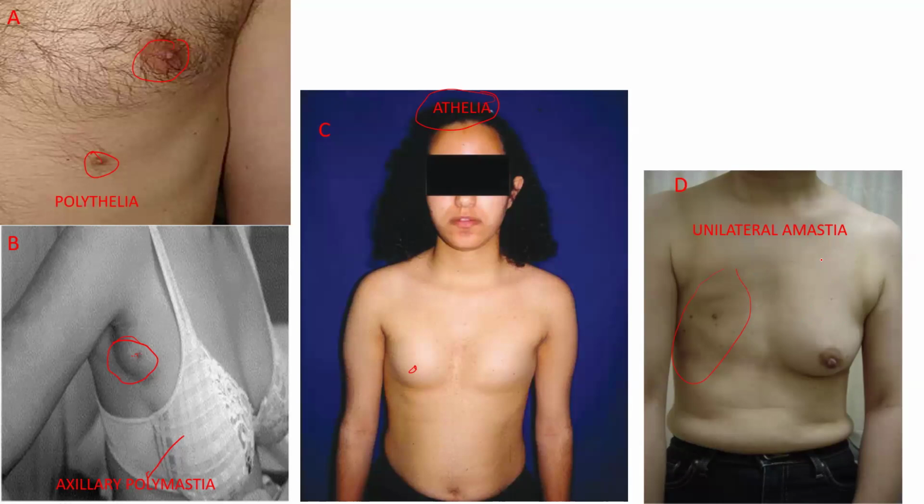Amastia and amazia. What is amazia? Why is D not Poland syndrome? For you to know it's Poland, you'll have to see the muscle here, which I would say is part of the clavicular head of pectoralis major. So Poland syndrome is pectoralis major absence.